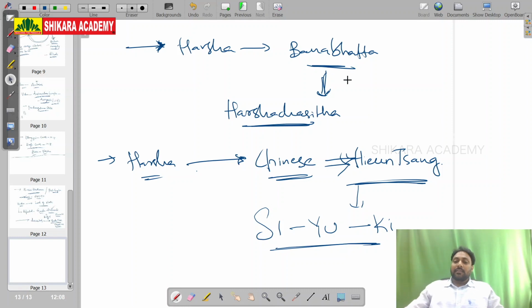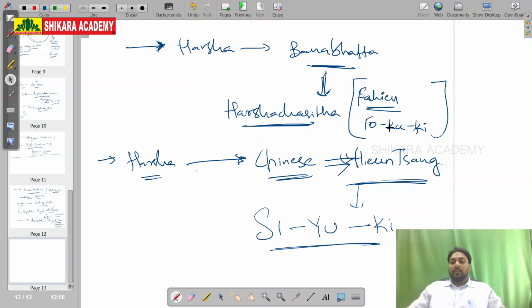The first Chinese who came to India was during the Gupta period, before Harsha, as I just told you. During Chandragupta II's period, Fahien was the first Chinese to enter India. Fahien wrote a book called Fokuki, and Hyun Sang wrote Siyuki. This is the authentic source to know about Buddhism.